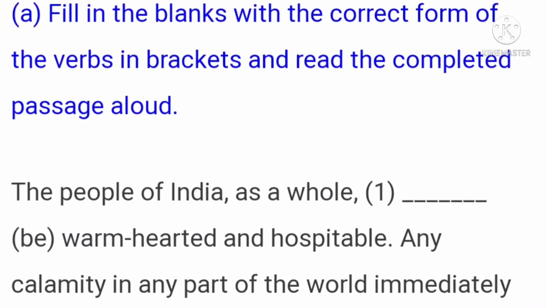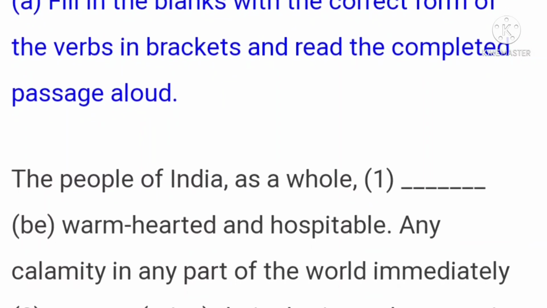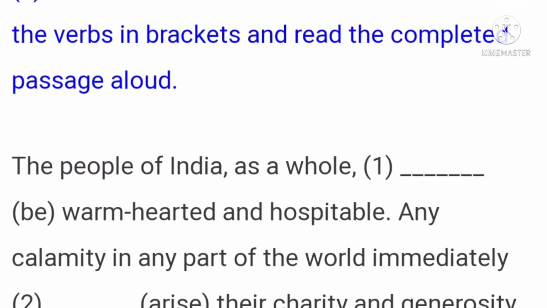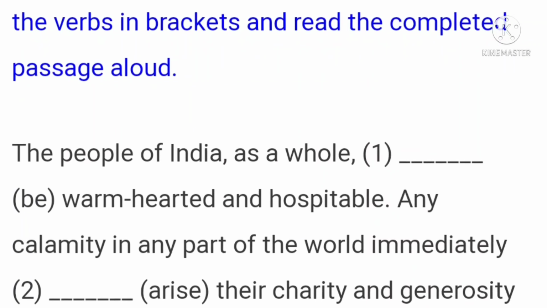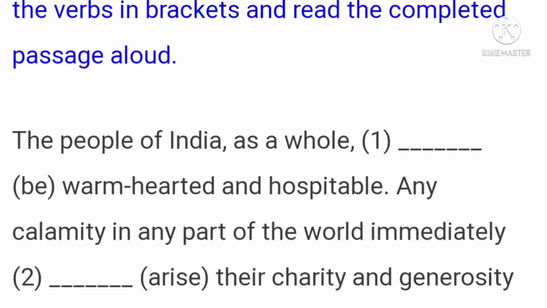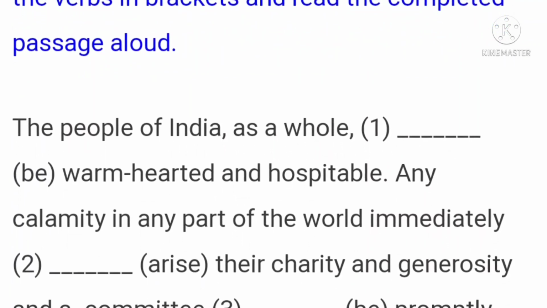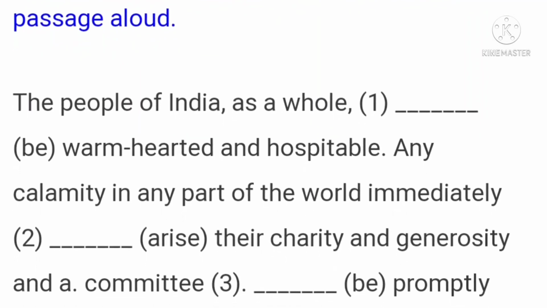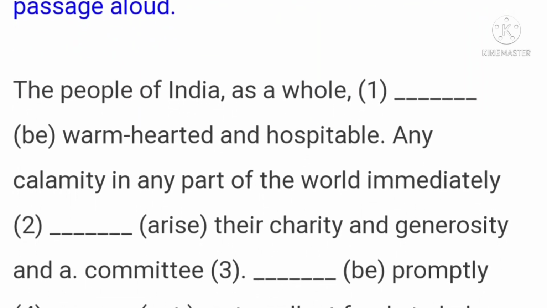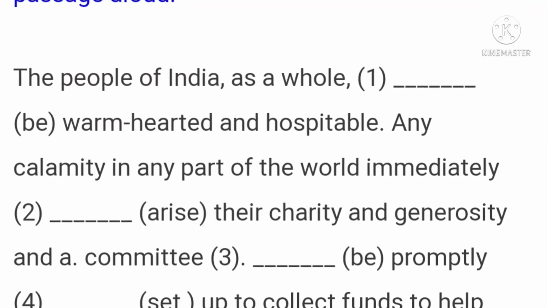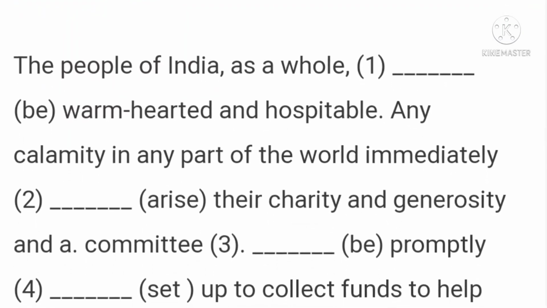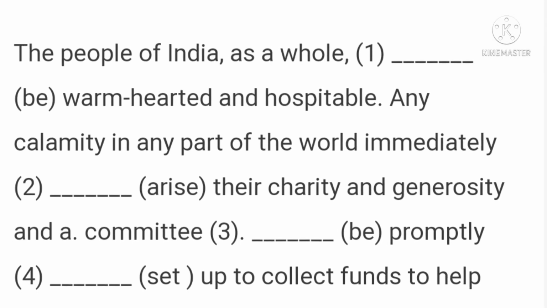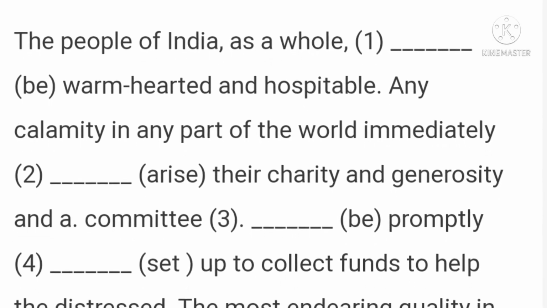Okay students, I hope you all understood tenses. Now let's see the book exercise. We have exercises 1 to 9 on tenses in prose 1. We will see the first 2 exercises. Other exercises will be given in PDF form. Let's see the first exercise. Fill in the blanks with the correct form of the verbs in brackets and read the completed passage aloud.